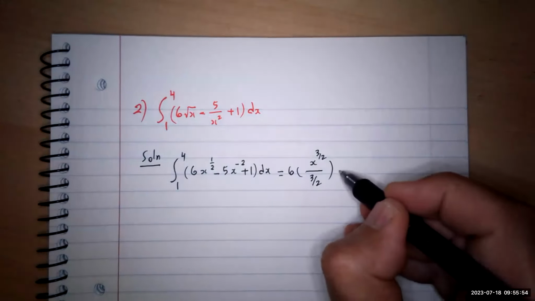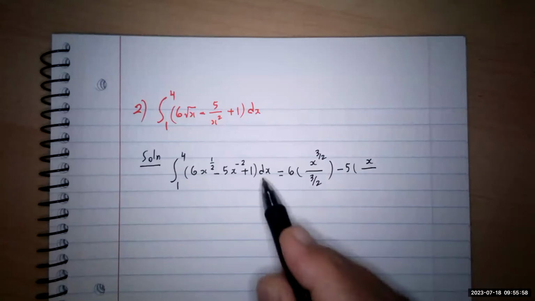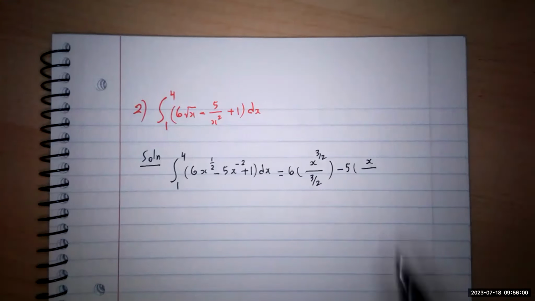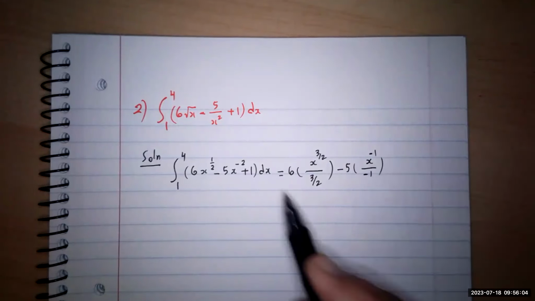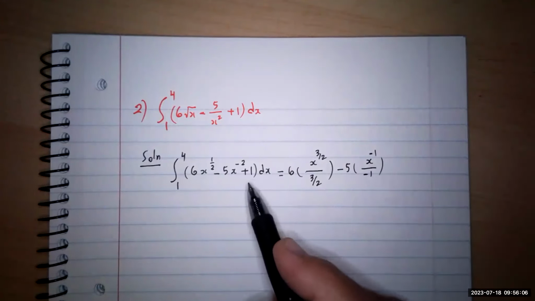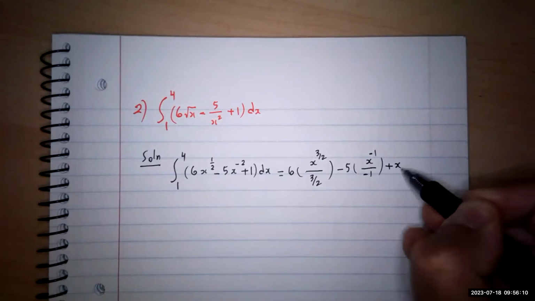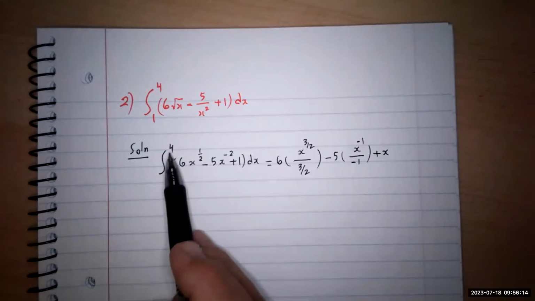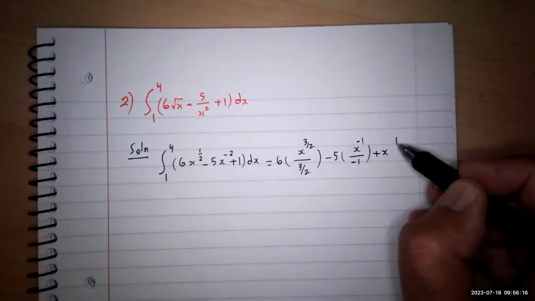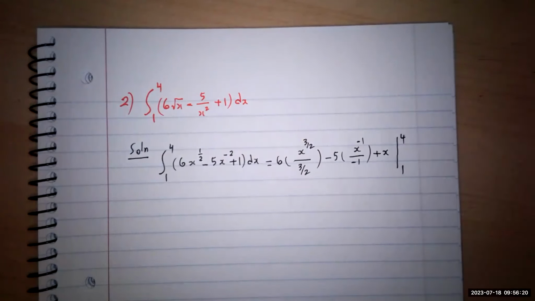Next, minus 5 x to the, add 1, negative 2 plus 1, negative 1, divided by negative 1. Integral of 1. Remember, we want that function whose derivative is 1, which is x, 1x. But it's a definite integral, so it's going to be evaluated from 1 to 4. No constant, remember. Any question?